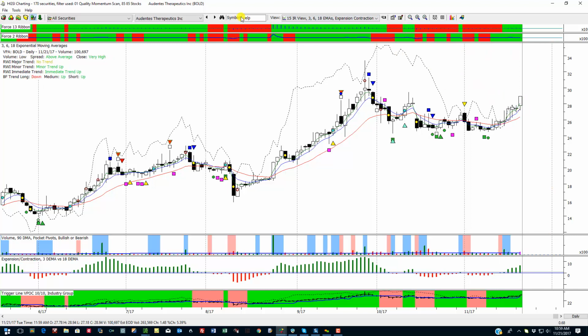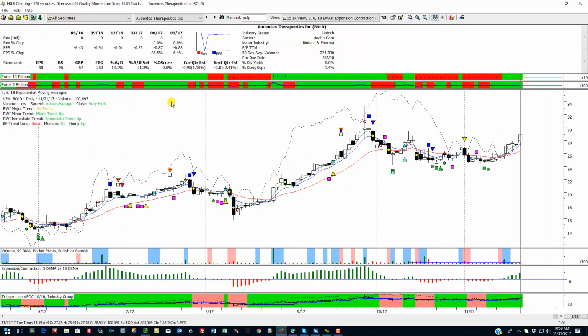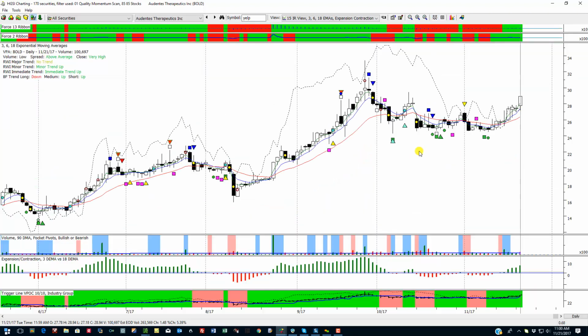The group is starting to move up too, and if I open this up, you can see that this looks like an IPO. It's a biotech, unfortunately, with no revenue, but it has an EPS rank of 98 anyway. Why? Because the earnings are improving. Now, I know a lot of people don't like to play these because we've all been burned at one time or another.